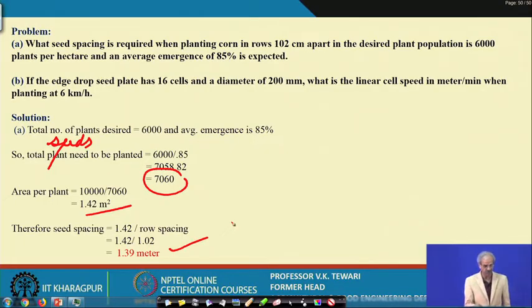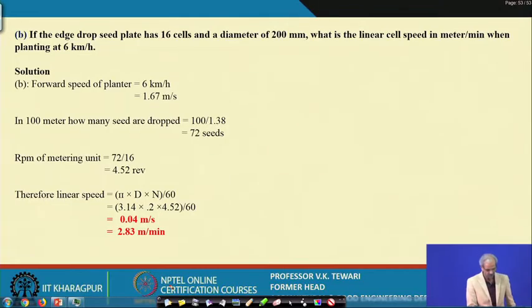Let us go to the other part of this. If the horizontal drop seed plate has 16 cells and a diameter of 200 millimeter, what is the linear speed in meter per minute when the planting is at 6 km per hour? Here you need to understand the ratio between the forward speed of travel of the machine, tractor drawn or whatever is the power source, and the metering mechanism, the rotation of the metering shaft. So, we have to get a ratio between these, then only you will find this value. Well, here this is the linear speed. So, we want to get the linear speed. Therefore, the linear speed is about 2.83 meter per minute of the planter here.